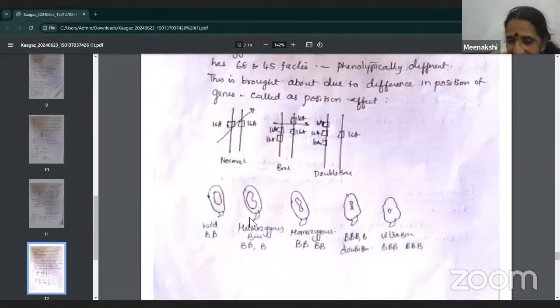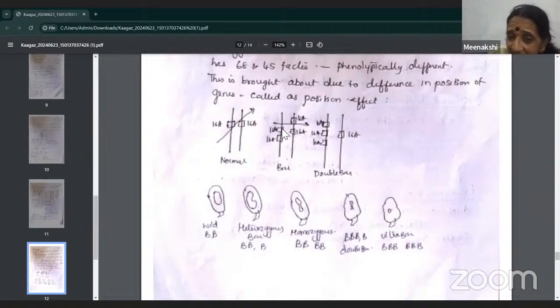This is a normal one. This is with a bar. Just to see this eye structure, how it is changing. When it is a double bar, the eye structure is totally changed. So there is a change in the shape of the eye with the change in the locus of the genes of eye color in Drosophila.